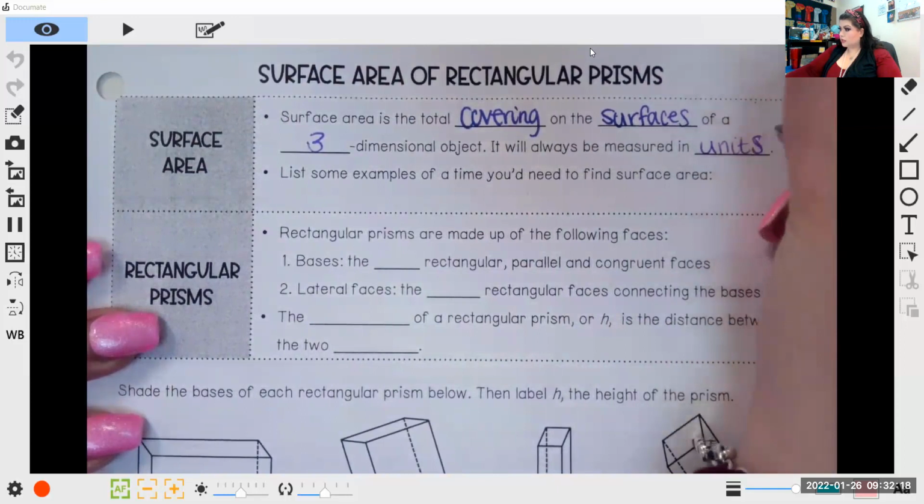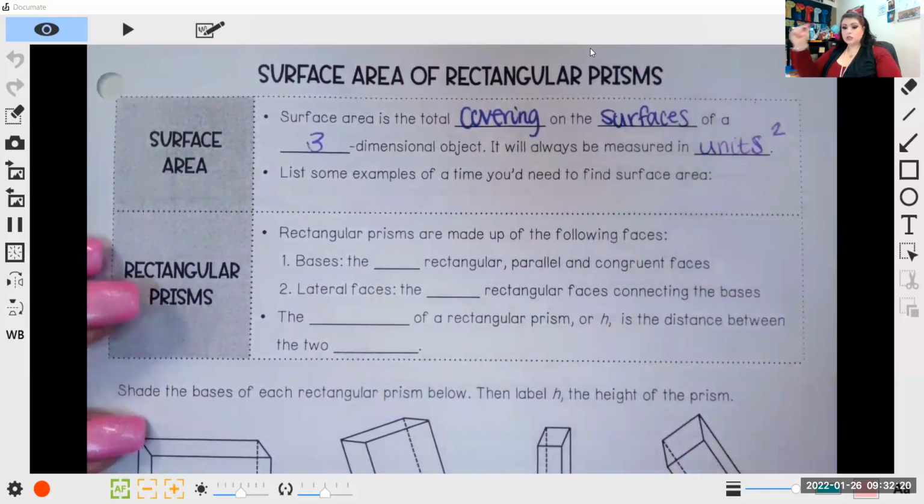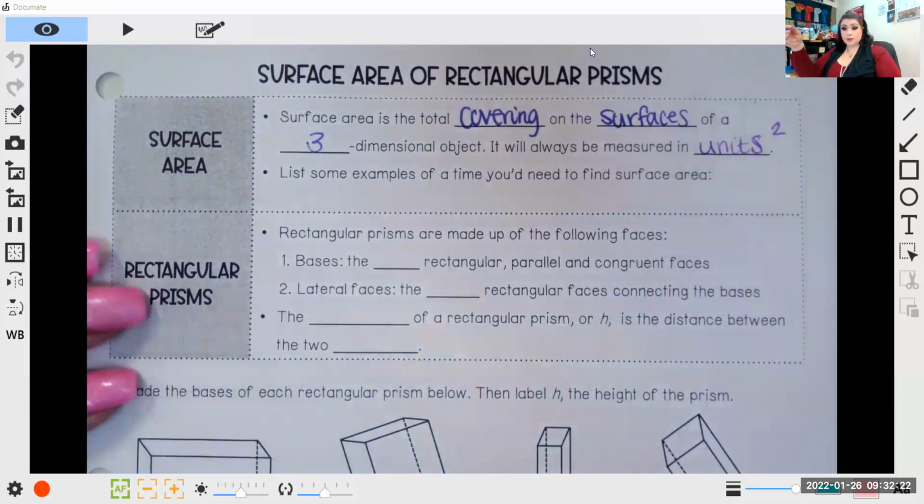Now, it will always be measured in units, because it's units of measure. So units squared. The difference between when we did volume versus surface area: volume was measured in units cubed because it was 3D. But when we do surface area, it's units squared because it's now 2D. I want you to keep those together.